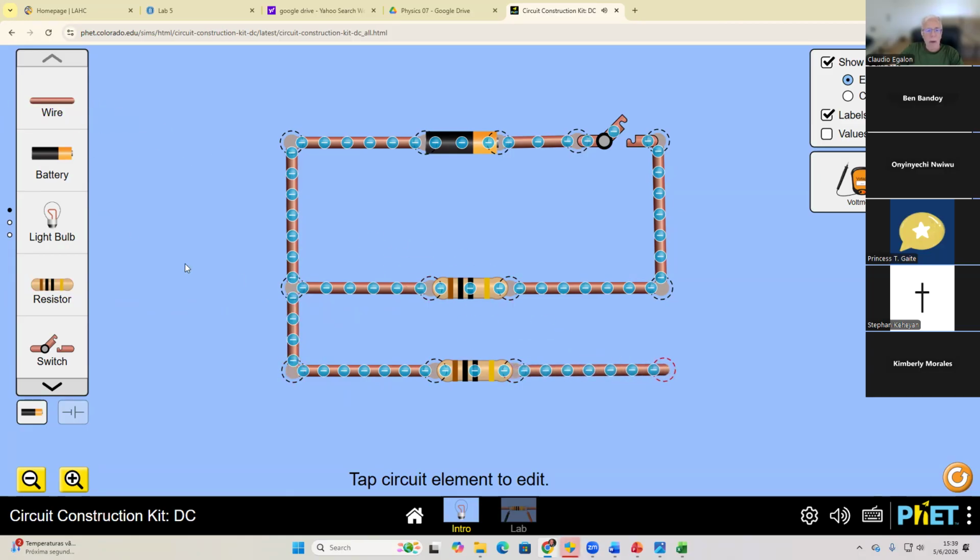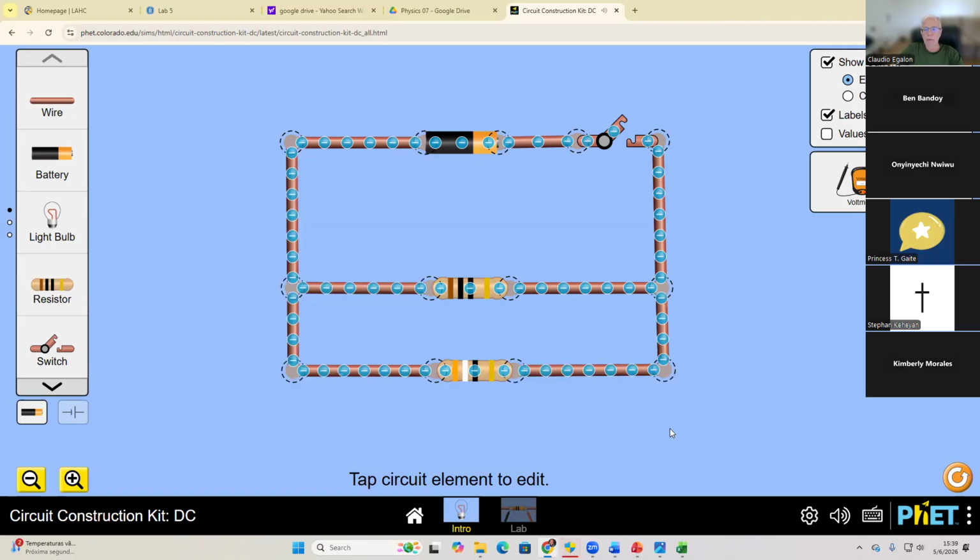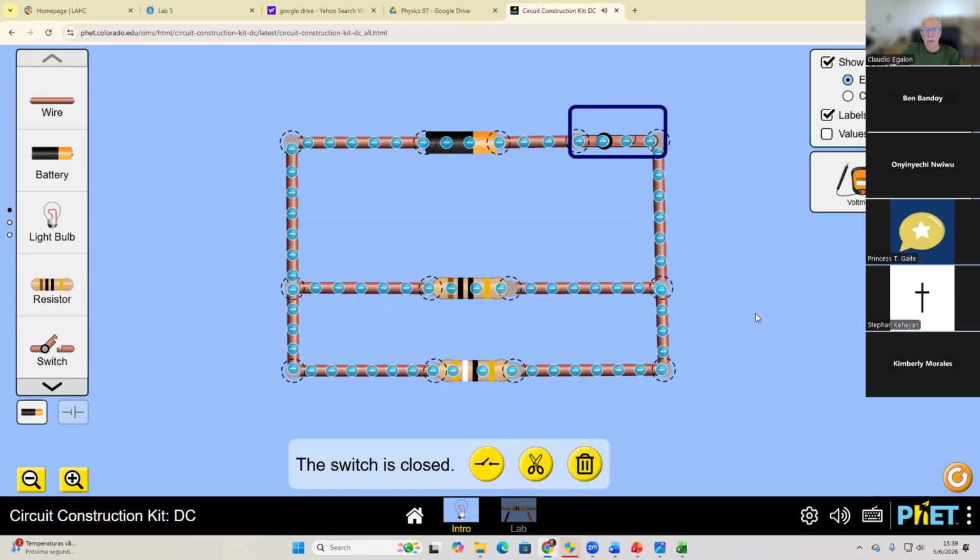The resistors here are equal, so let me change their value. Let's put it, yeah, like that. Two different resistors. When I close the circuit, you can see the electrons moving in the circuit. Notice that the speed of the electrons here is higher than the speed of the electrons here, which is higher than the speed of the electrons here.